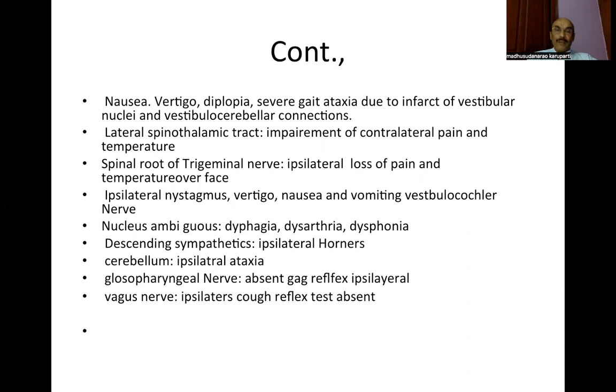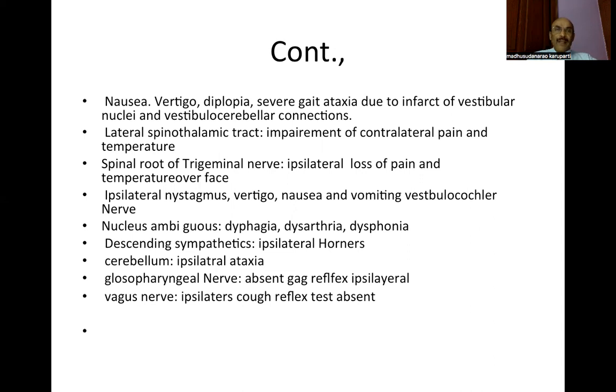Nucleus ambiguus infarct results in dysphagia, dysarthria, and dysphonia. Ipsilateral Horner syndrome is caused by injury to the descending sympathetic fibers. There is injury to the glossopharyngeal nerve and injury to the vagus nerve, which manifests as an absent gag reflex, and the ipsilateral cough reflex is absent.